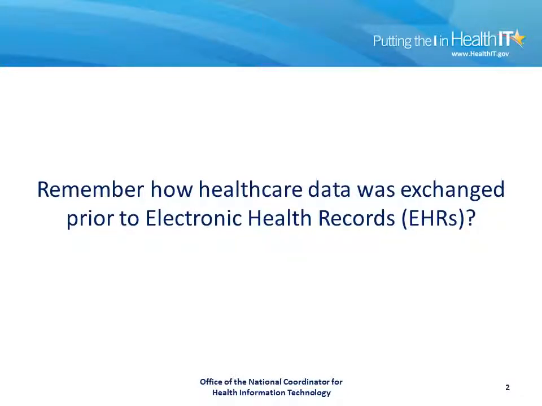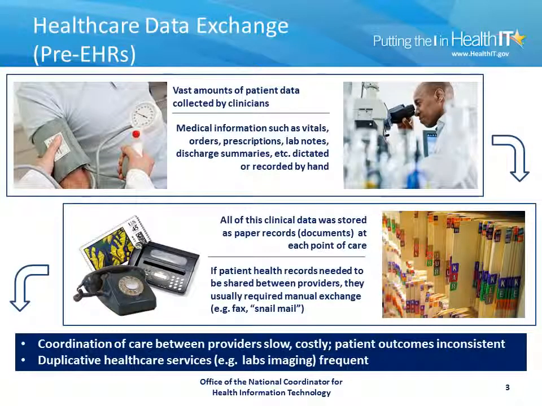Let's start by remembering how healthcare data was exchanged prior to electronic health records. Previously, vast amounts of patient data were collected by clinicians. Medical information such as vitals, orders, prescriptions, lab notes, and discharge summaries were dictated and recorded by hand. All this clinical data was stored as paper records at the point of care. If patient health records needed to be shared between providers, they usually would require manual exchange or snail mail. Coordination of care between providers was slow, costly, and patient outcomes were inconsistent. On occasion, duplicative healthcare services, for example, labs and imaging, would occur frequently.